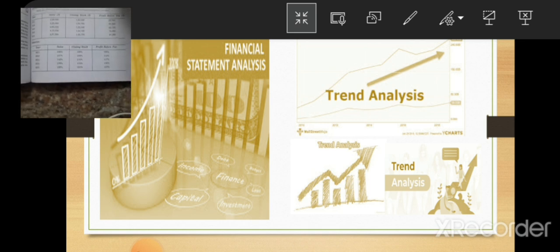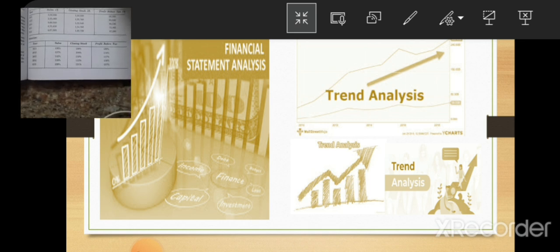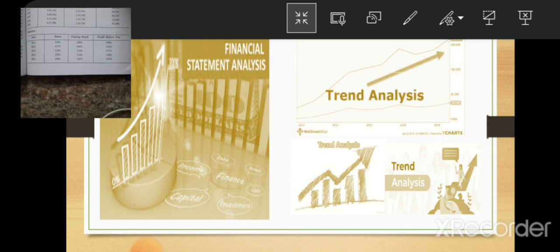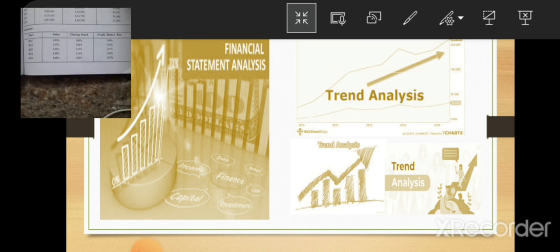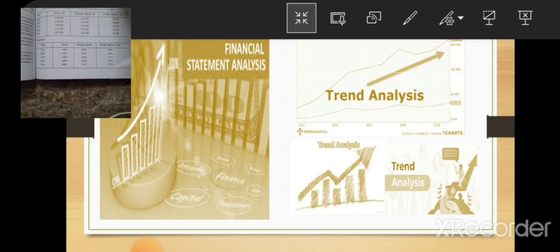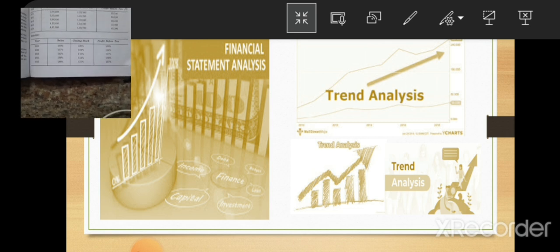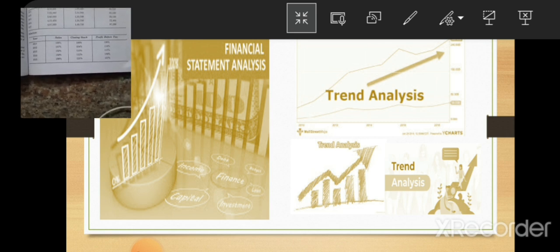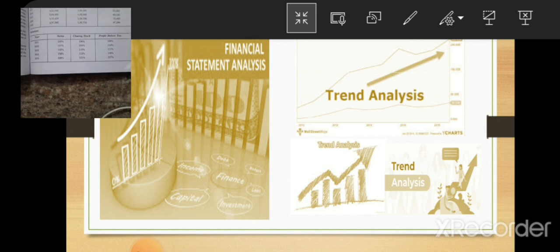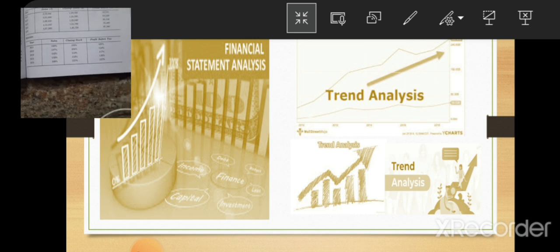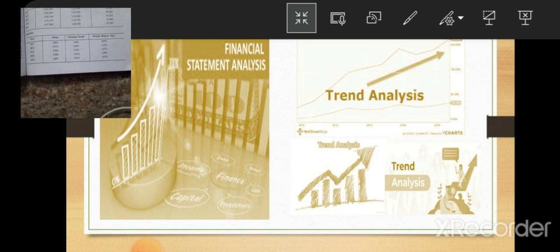Similarly, we will do it for the closing stock, that is for the year 2011, 1,20,580, it is the base. So I'll be dividing 1,20,580 by 1,20,580 and multiply by 100. I will get 100%. So for next year, that is 2012, 1,25,760 divided by 1,20,580 into 100 gives you 104%.